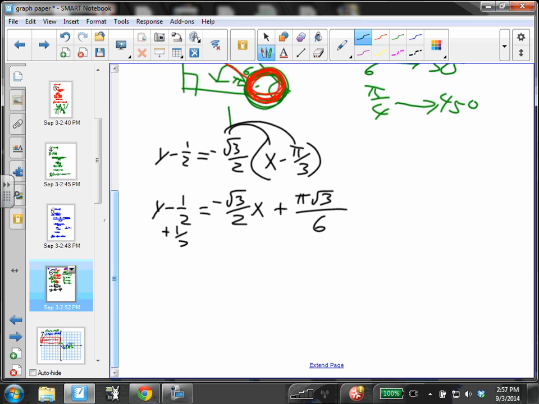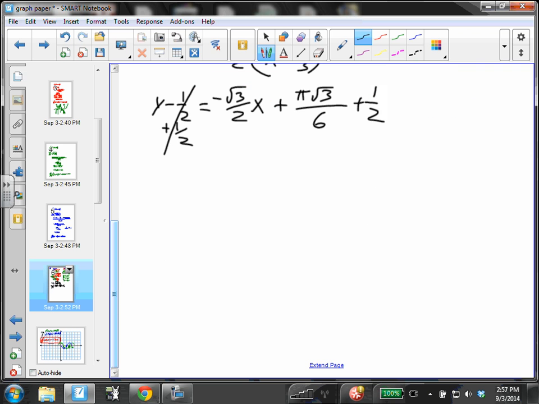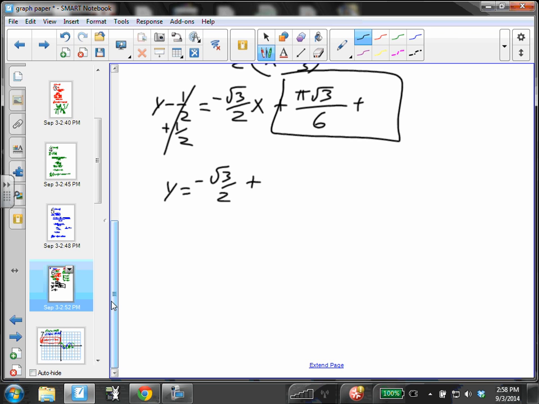Okay, so now to get y by itself, I need to add a 1/2 on both sides. So these cancel, and I get y is equal to the negative square root of 3 over 2 times x plus, okay, now this back part requires a little bit of simplification. I want a common denominator so that I can add. So what is 1/2 equivalent to? Yeah, it's the same as 3/6, right? So I got a common denominator of 6. And on top, I have pi times the square root of 3 plus 3.